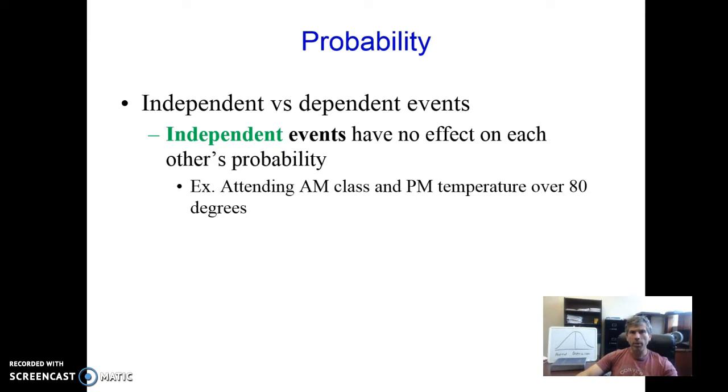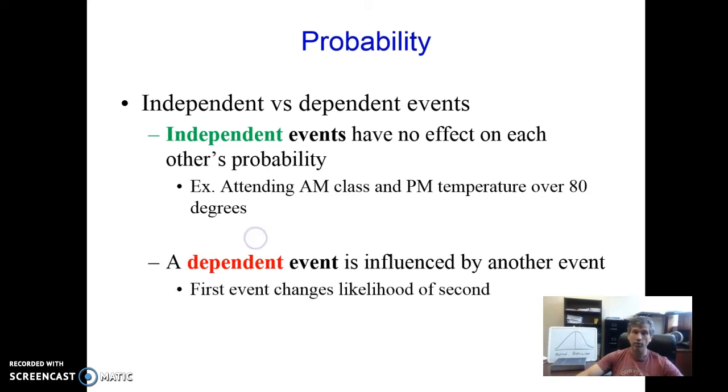There's also a probability that the temperature at, say, 6 p.m. the same day will be over 80 degrees. Those two things each have a probability, but one of them does not affect the other. Your likelihood of showing up to AM class, and whether or not you actually go or not, does not change the likelihood that it'll be over 80 degrees that evening. They happen one after the other, but there is no link between them. The probability of the second event does not change based on the first.